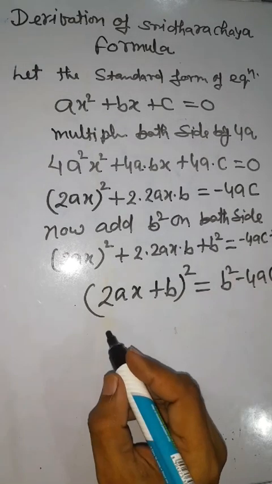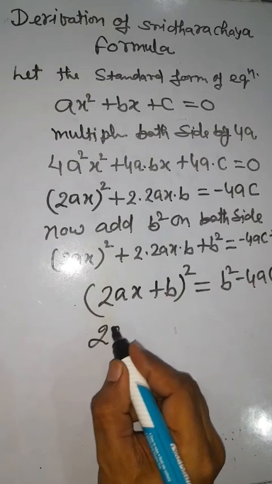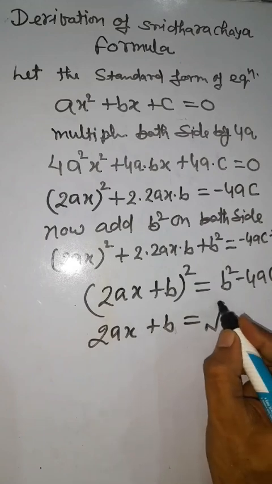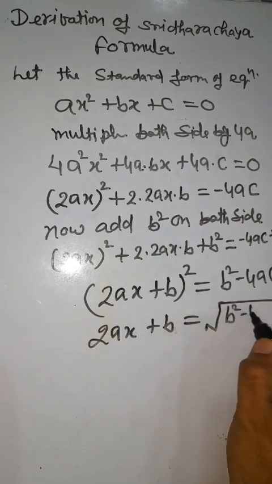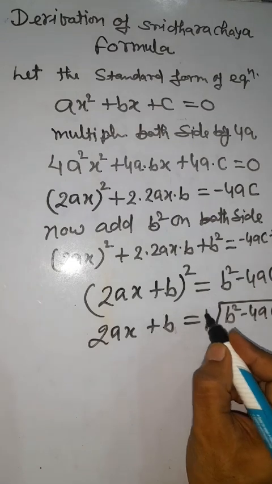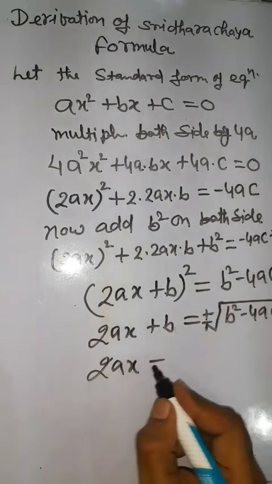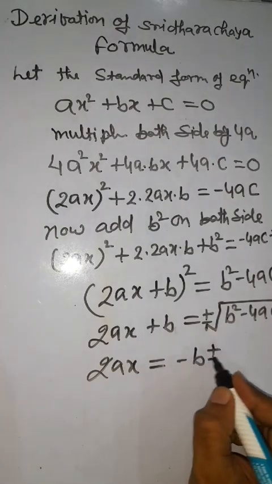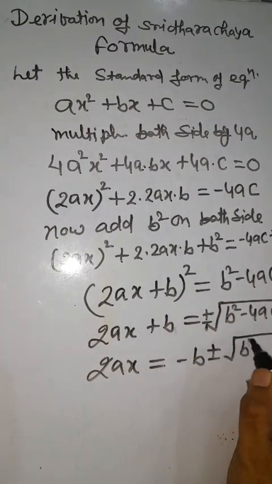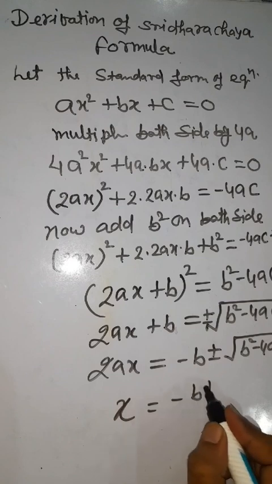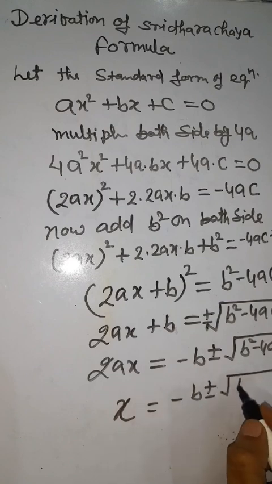Then taking square root, twice ax plus b equal to plus minus square root of b square minus 4ac. Then twice ax equal to minus b plus minus under root b square minus 4ac. Then x equal to minus b plus minus under root b square minus 4ac upon 2a.